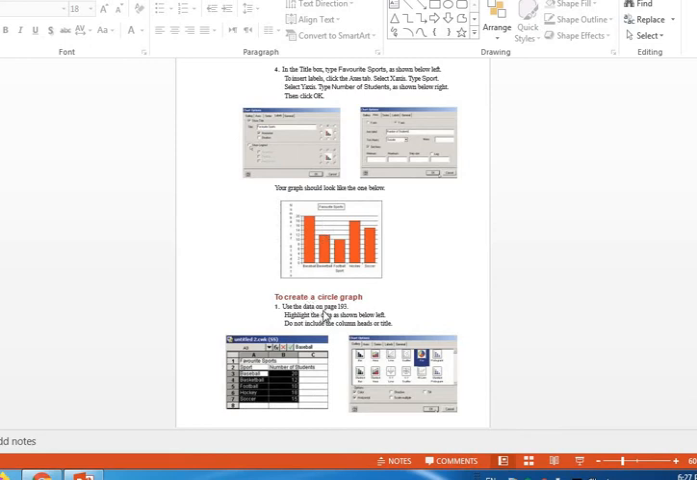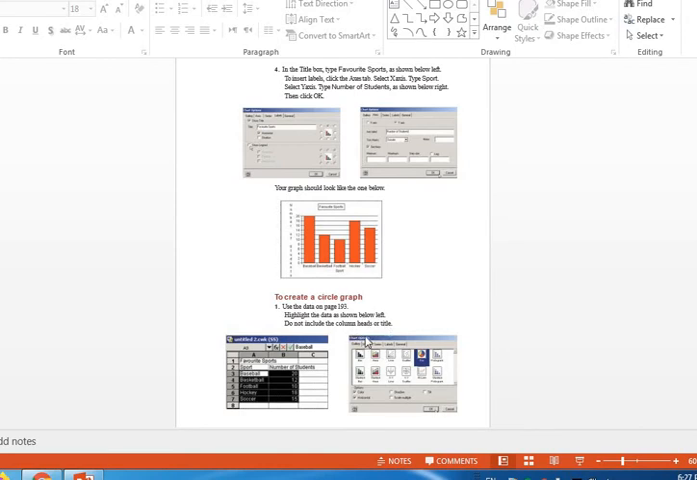Okay, to create a circle graph, and now I'm going to tell you what a circle graph is. Use the data on page 193 as I showed you now. Highlight the data as shown below left. Do not include the column heads or title.